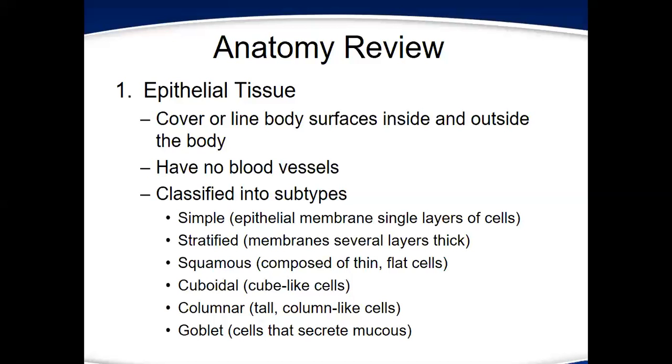The epithelial tissue is classified into subtypes. The simple epithelial membrane has single layers of cells. Stratified is when membranes are several layers thick. Squamous is composed of thin, flat cells. The cuboidal are exactly what it sounds like, cube-like cells. The columnar, tall, column-like cells. And the goblet, those are cells that secrete mucus.